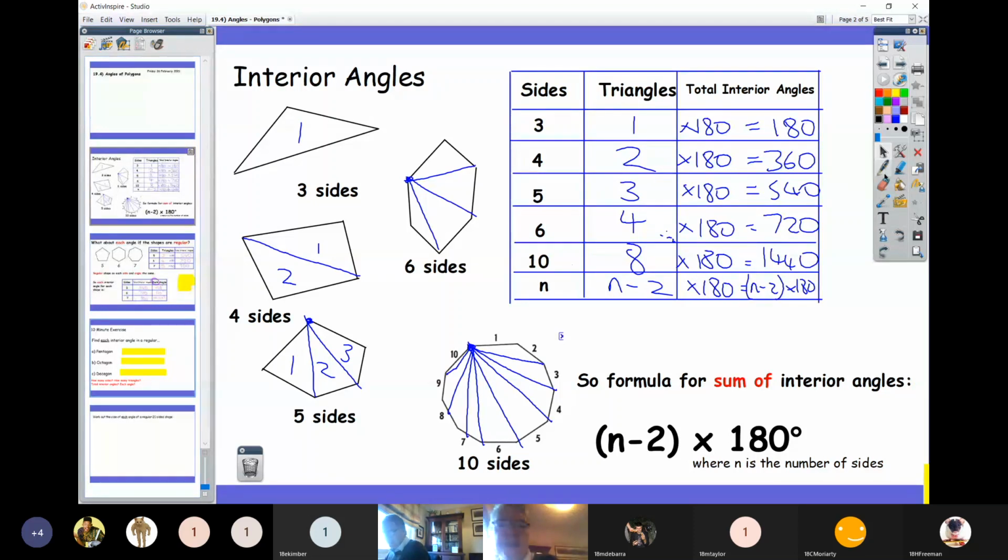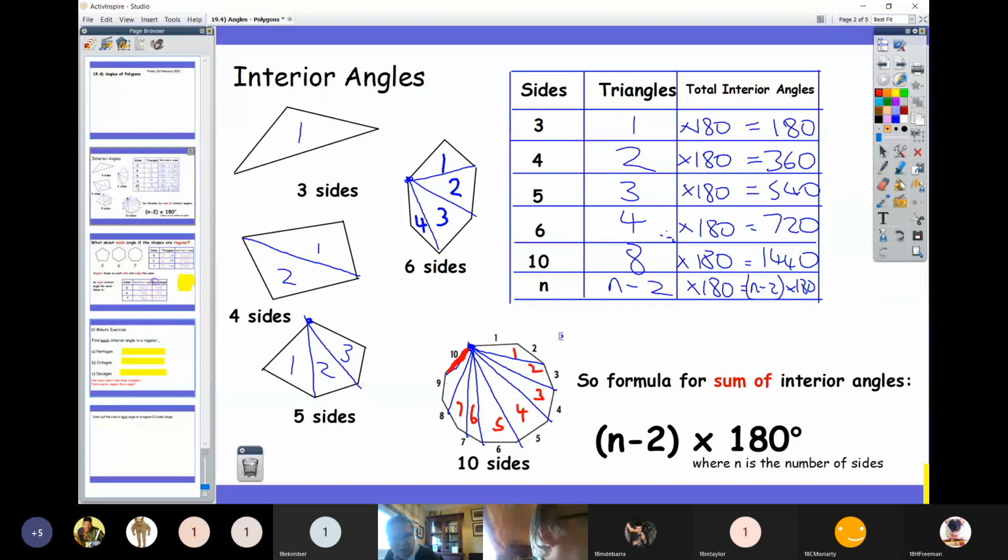Okay, so you can see that when we had the 6-sided shape, there were 1, 2, 3, 4 triangles. When there was a 4-sided shape, we got 2 triangles. When we got a 5-sided shape, we got 3 triangles. And that 10-sided shape, I'll just quickly fill them in now. 1, 2, 3, 4, 5, 6, 7. Yeah, that's just a straight line there, and 8. So we got 8 triangles.